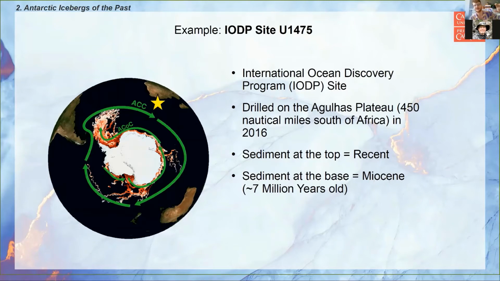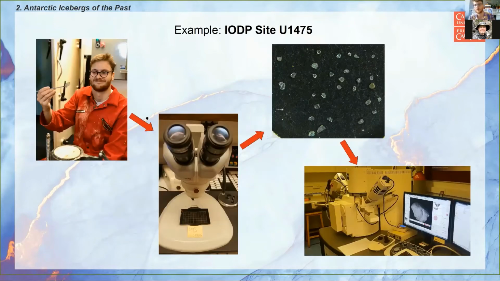And what we see is, as we work through the sediment, we start to find evidence that at different times in the past, there were icebergs present at this location. And so in the photo I showed a second ago, we have this big chunk of Antarctica. At U1475, the fragments aren't so obvious. So we have to sample the mud.